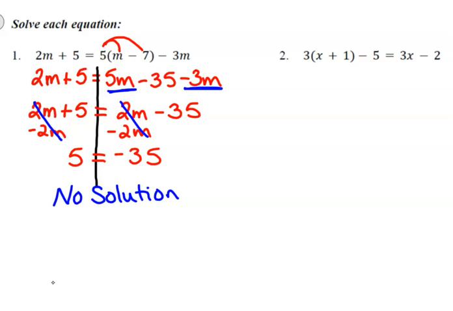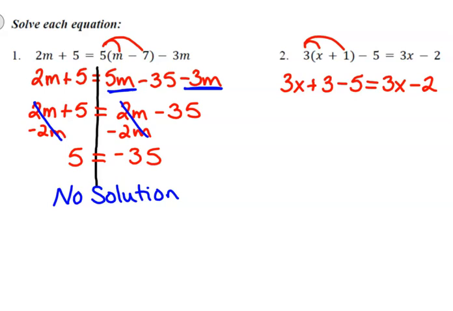Let's do one more together. So if I look at question 2, let's distribute first. If I distribute first, we're looking at 3 times x. 3 times 1 is 3. There's a minus 5. My equal sign, and 3x minus 2 is over on that right-hand side.